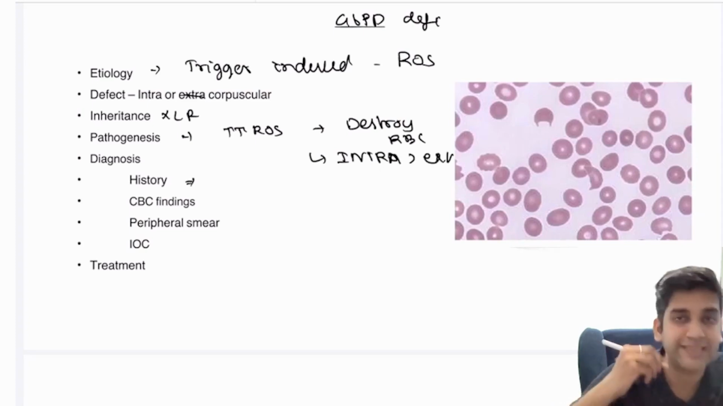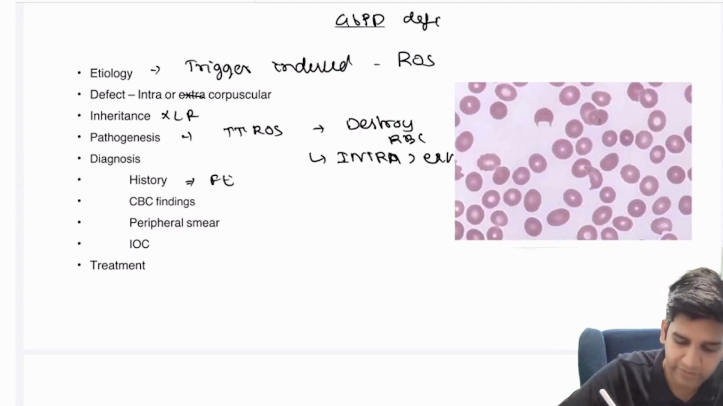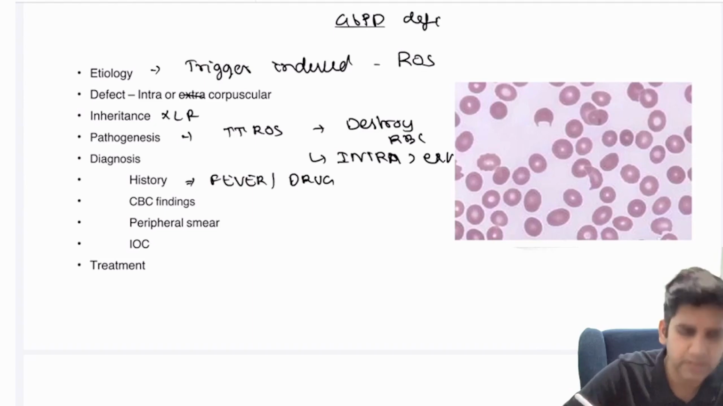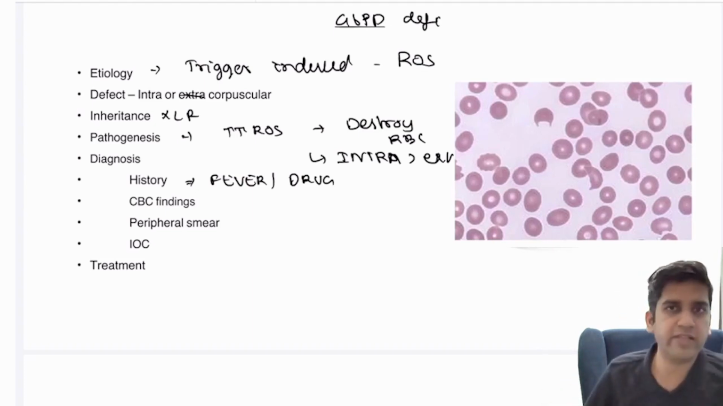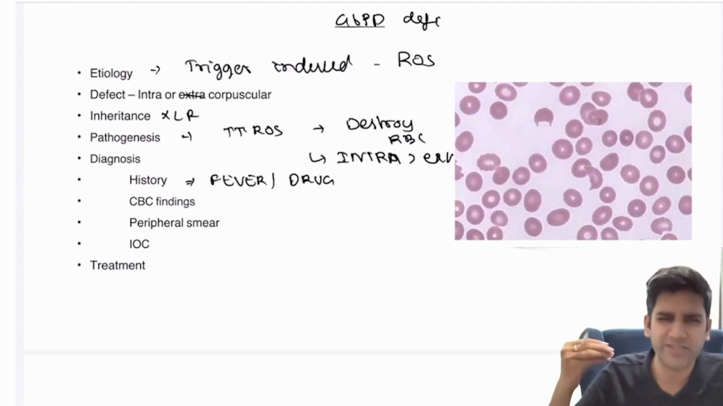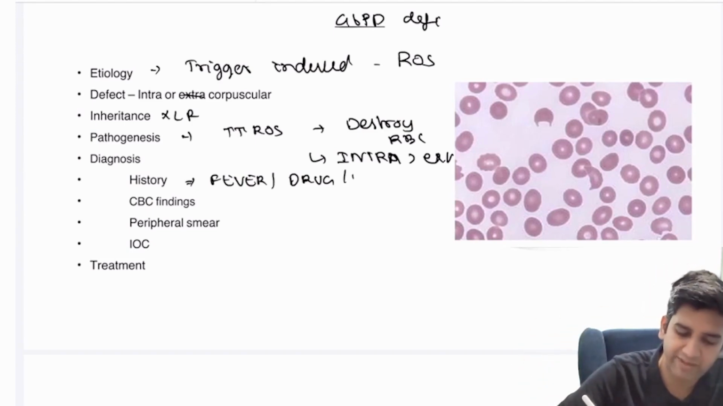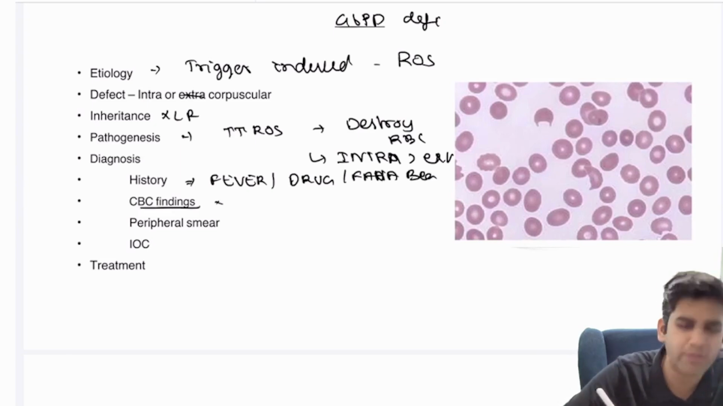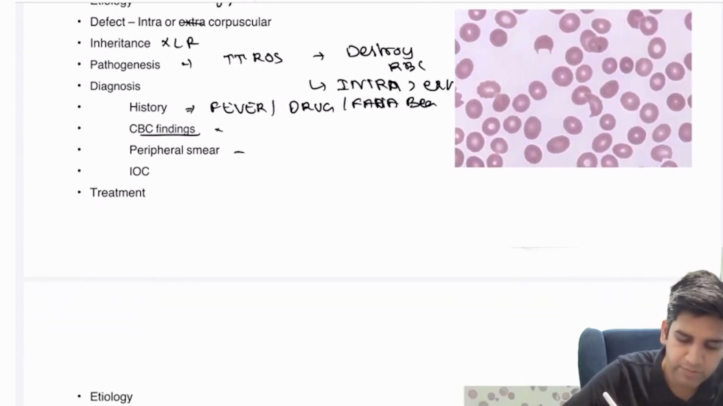So how do I pick up? It's a trigger. The patient might have fever, the patient might have had a drug intake, or the patient might have had anything. Drugs like primaquine are among the commonest implicated, and fava beans. So this trigger will be there in hemolysis. That's the most classical thing here. CBC finding is not much important except for anemia. Peripheral smear shows a classical finding of bite cells.